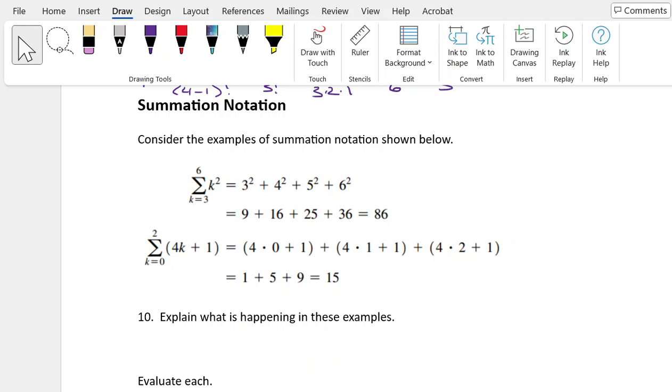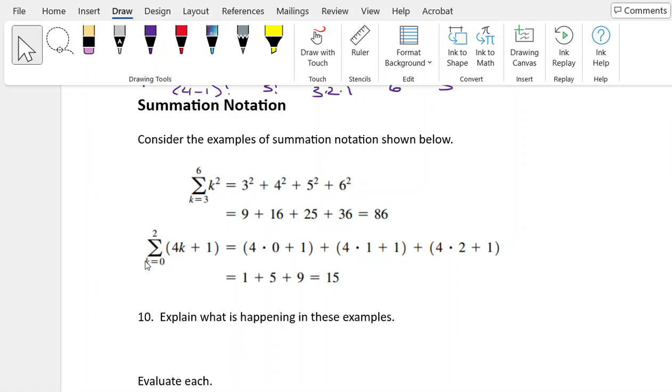In this video, we're going to talk about summation notation, and we're going to look at these examples. So in the first example, we have k equals 3 written under the Greek letter sigma, and we have a 6 written on top. Then we have k squared. And so if we look at the right side, we see that we have 3 squared plus 4 squared plus 5 squared plus 6 squared. And then we're adding all those together to get the answer of 86.